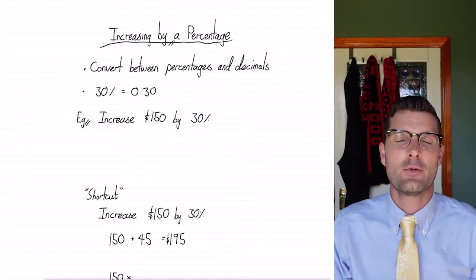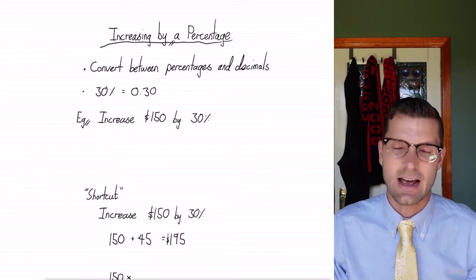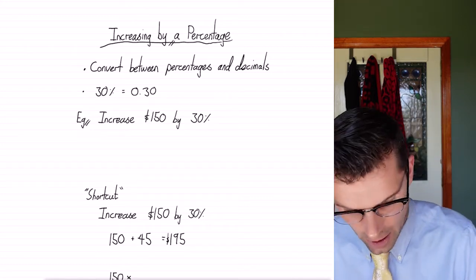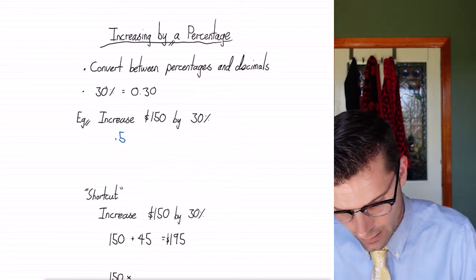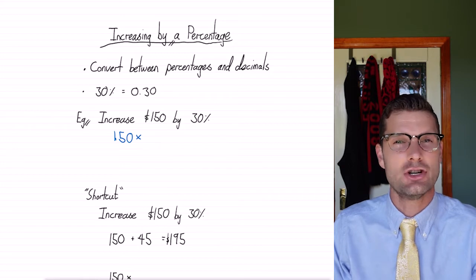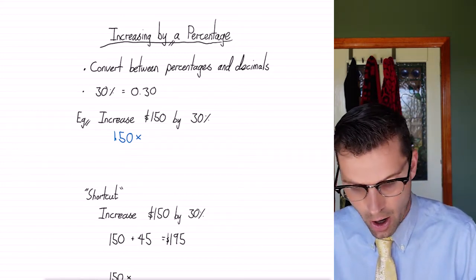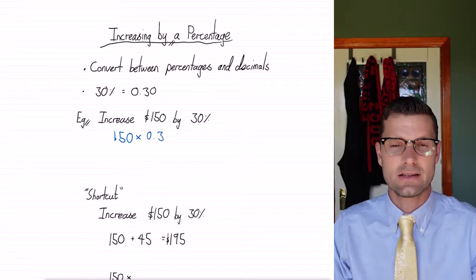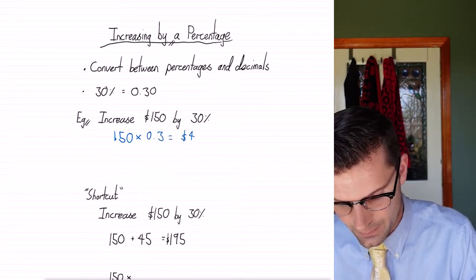So a type of question that we could be asked is that we need to increase $150 by 30%. And the way that we do this is we go 150 multiply, because remember that "by" means multiplication in mathematics, so 150 by 30% or 0.3. This is equal to $45.